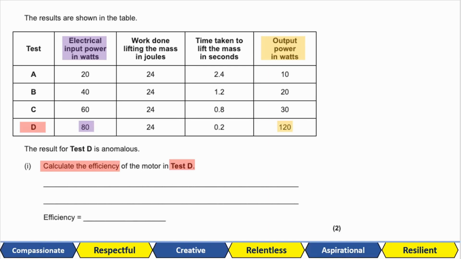Input is 80 and the output is 120. This means that it's 120 over 80. This gives us an efficiency of 1.5. There's clearly an error here in the measurement because efficiency, as we saw, cannot be over 1.